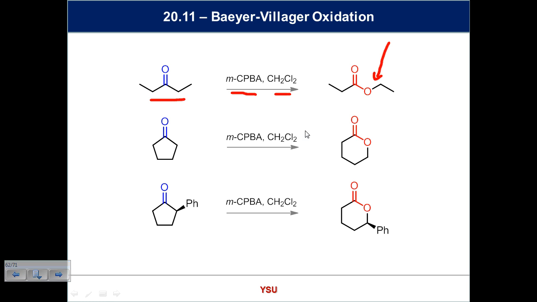No problem with that one. Down here, a 5-membered ring becomes 6. You insert one atom, you get a 6-membered outcome. MCPBA here again, same conditions. There's the lactone. You need to know that one. You need to be okay with it.